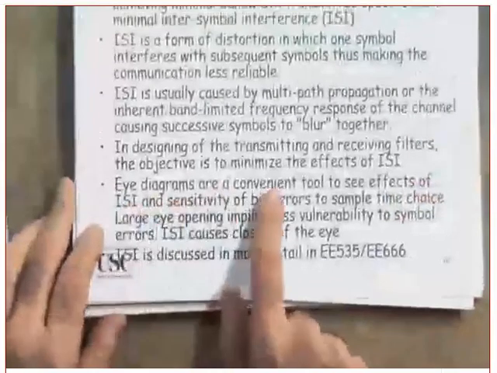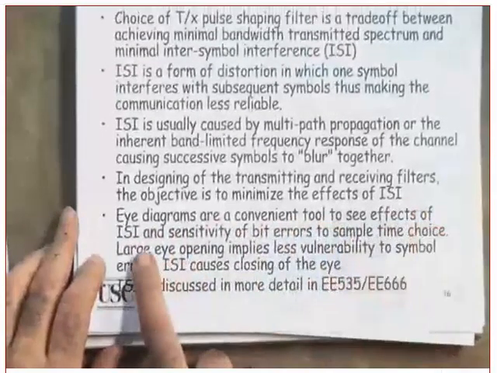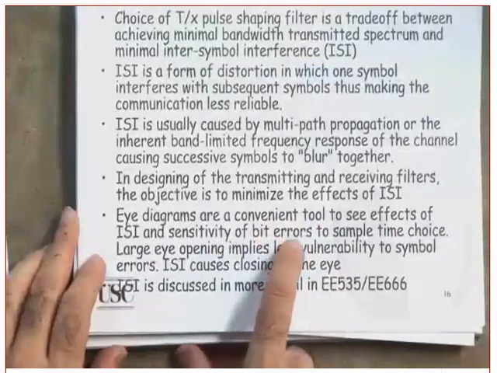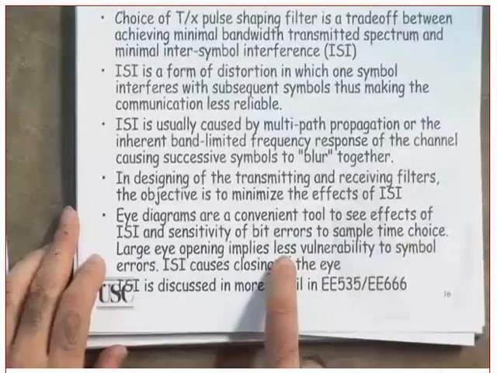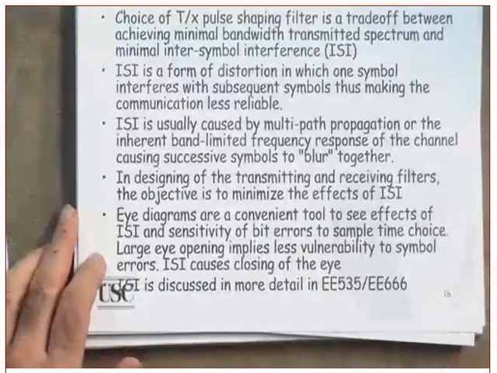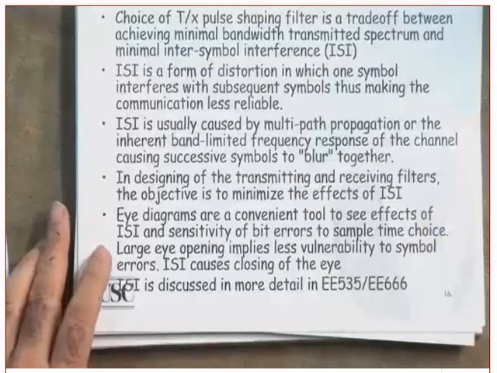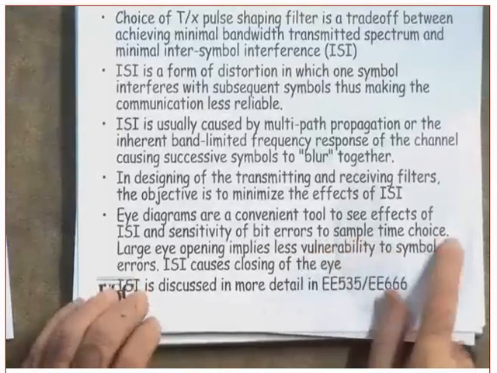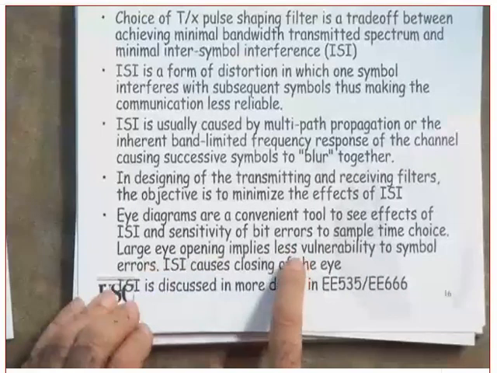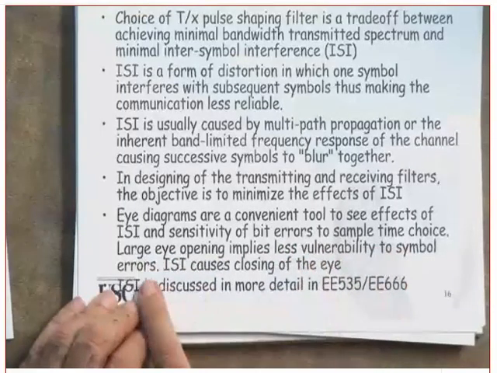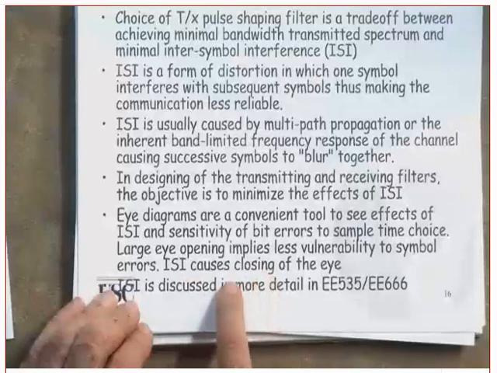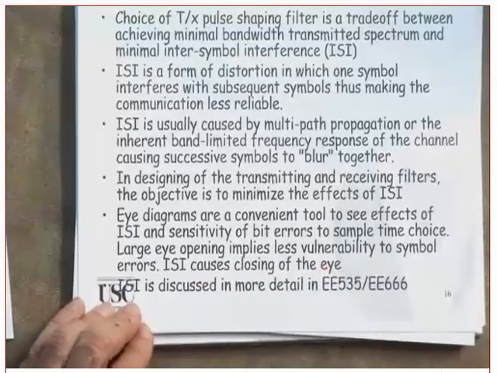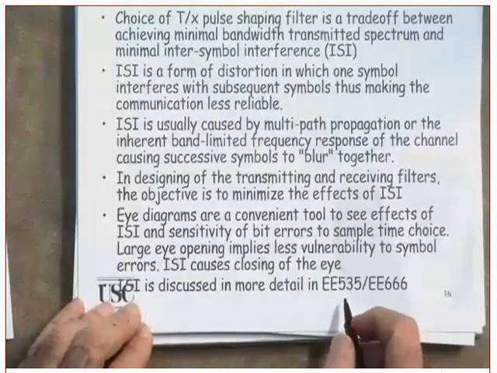Okay, so the last thing is what? Eye diagrams are a convenient tool to see the effect of the ISI and the sensitivity of bit errors to sample time. What does that mean? Every time you have offset timing, you are going to introduce the effect of the next symbols and so on and so forth. Clear? I will show you that next time. So, sample time choice: a larger eye opening implies less vulnerability to symbol errors. ISI causes what? Closing of the eye.